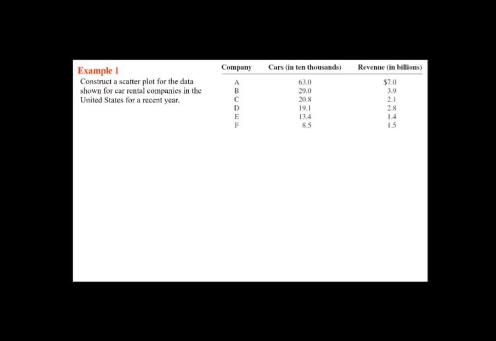You want to come up with a scatter plot. In short, it means that you have the x and y axis. Look at this, this is one pair. So we want to draw and label the x and y axis and plot each point on the graph. So for example, the second pair would be 29, 3.9, and the rest of it.